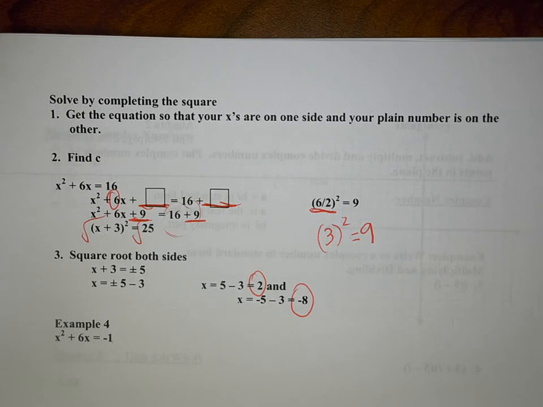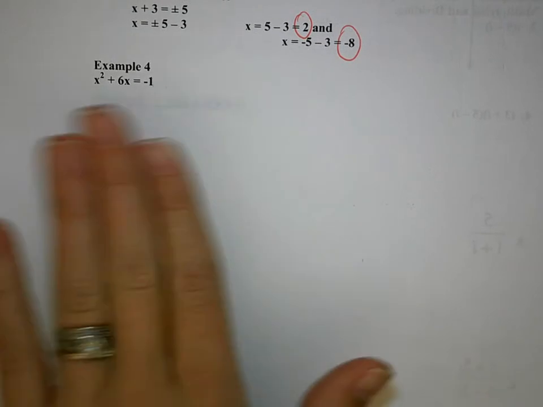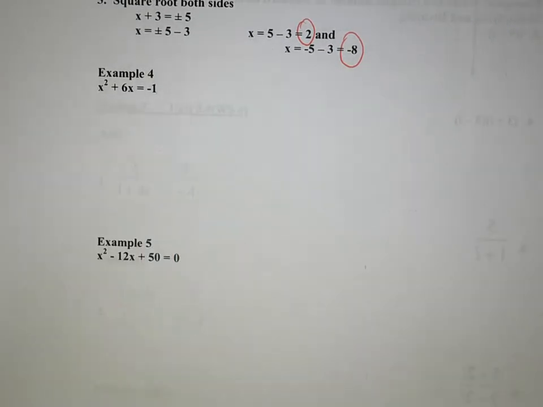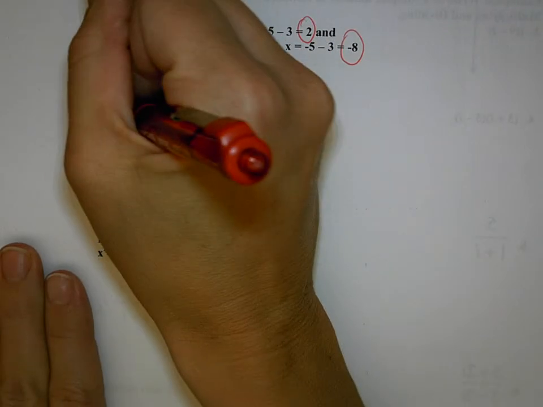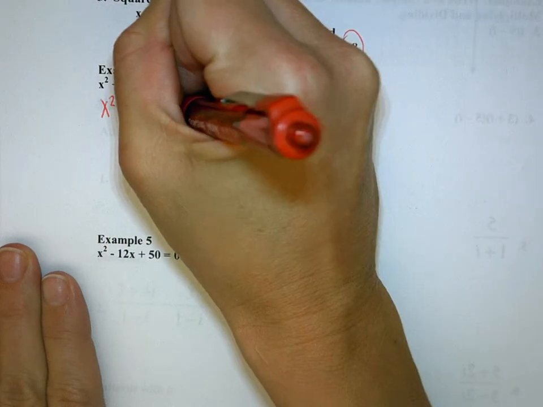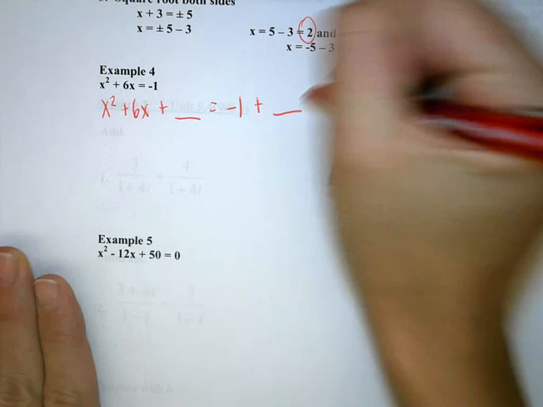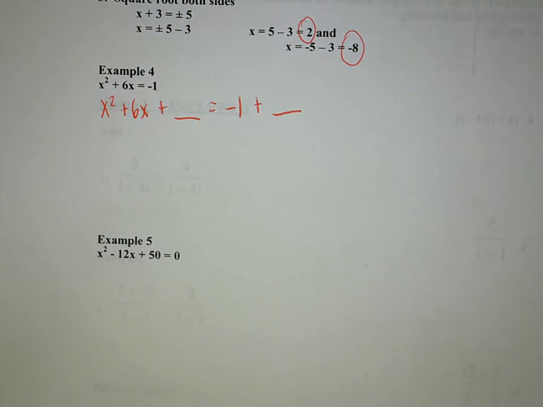Okay, so we want our x's on one side and the plain numbers on the other, okay? So on this one, that's already done, right? Do you see how the x is on the left and the plain numbers on the right? Yes? So now we want to complete the square. So we're going to add in the blanks. So I'm going to write this as x squared plus 6x plus blank equals negative 1 plus blank.